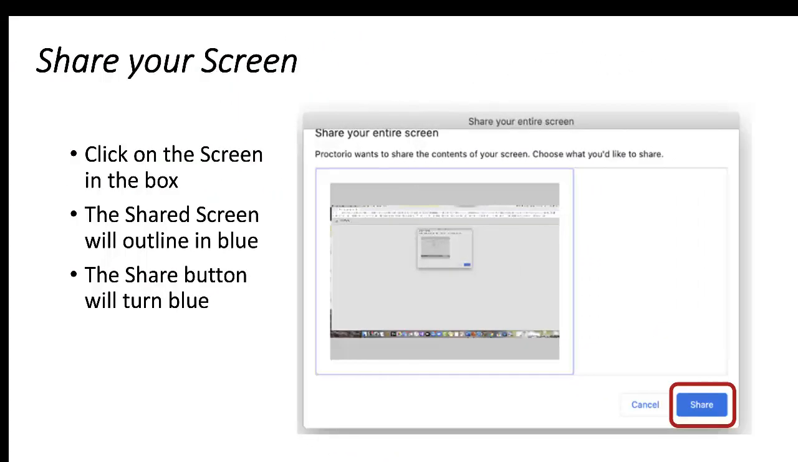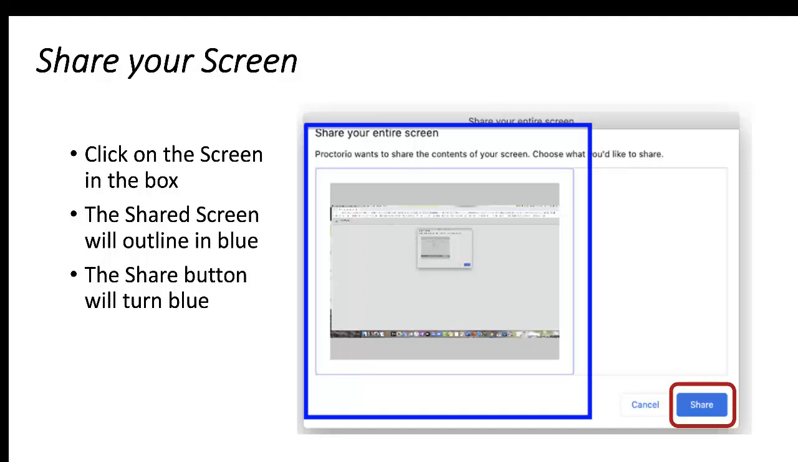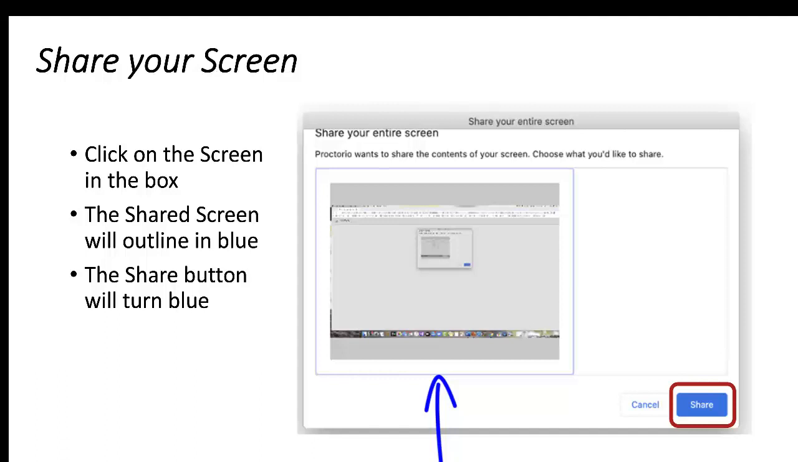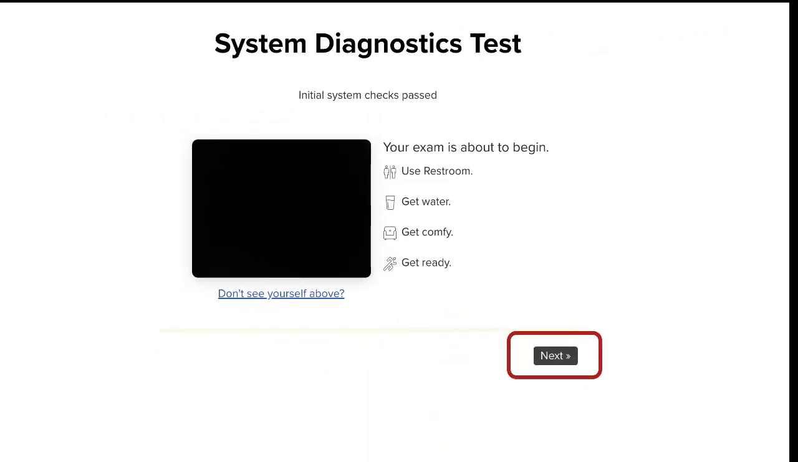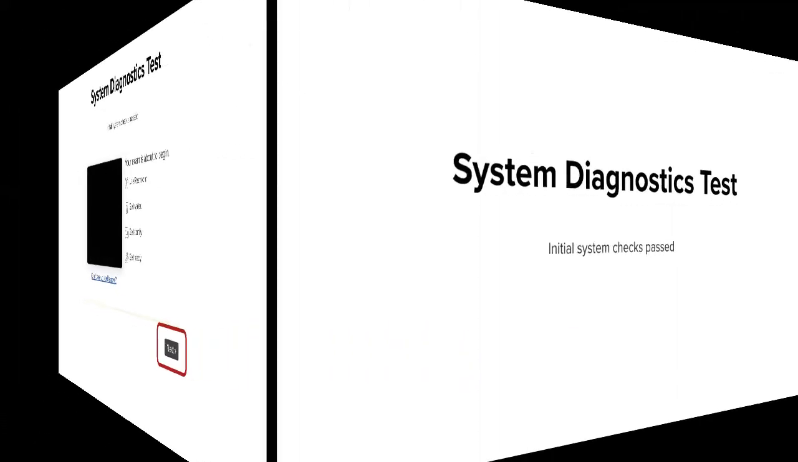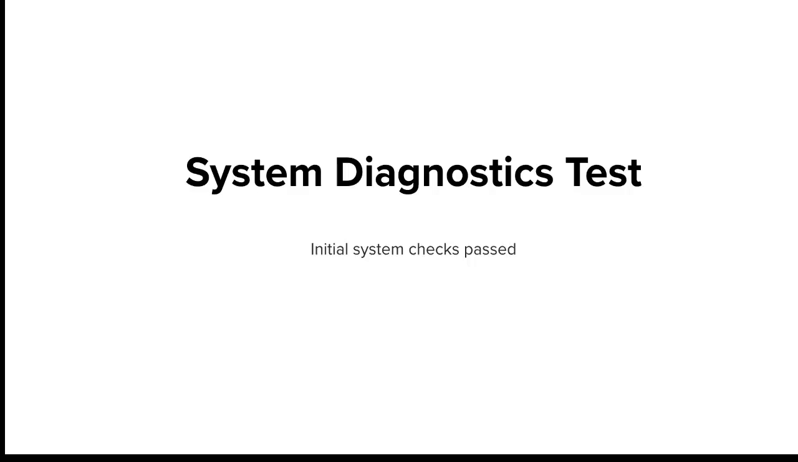To take a Top Hat test, you must share your screen. To share your screen, you will need to click on the screen in the box. Once you do that, the shared screen will outline in blue, and then you will notice that the share button will also turn blue. Once that happens, click Share. Now you're ready to run the System Diagnostics test. Open up your webcam and click Next. When the diagnostics test is completed, you will see a message that indicates that the initial system checks all passed.